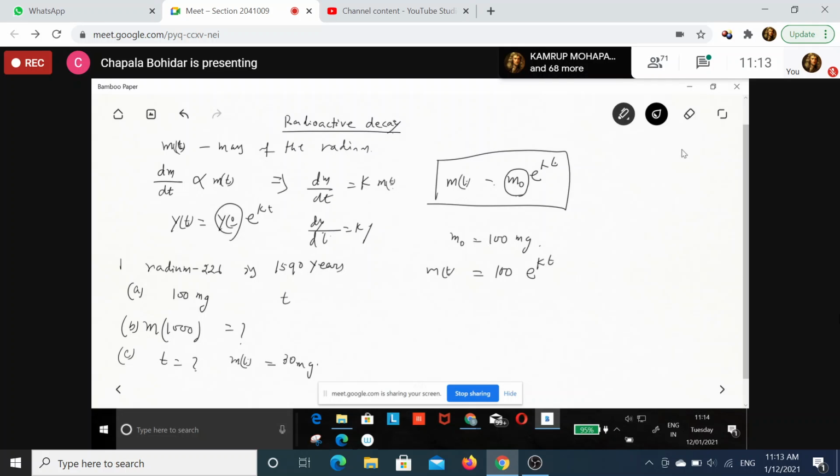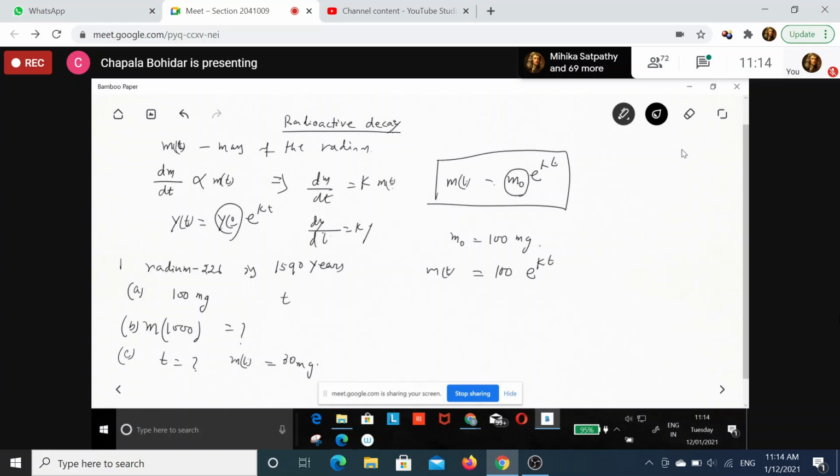All of it clear? M(t) is equal to 100 into e to the power kt. M0 is 100, it is given. A sample of radium 226 has a mass of 100 milligram. Sorry, initially it has 100 milligram. Initially means that t is equal to 0, that is our M0.